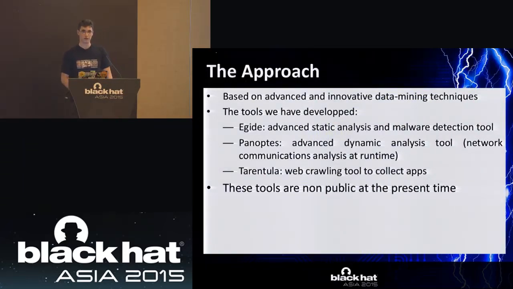So we have designed 3 tools to achieve our goals. The first one is an Android malware detector, based on data mining and machine learning. It also performs a static analysis of the application and produces a report that supports the manual analysis. The second one is Panoptes. It's a dynamic analysis tool. It intercepts HTTP and HTTPS communication and builds a report that also helps the manual analysis. The third one is an Android application web crawler to collect new malware in the wild. These tools are non-public at the present time, but we are working to release them in the coming years.